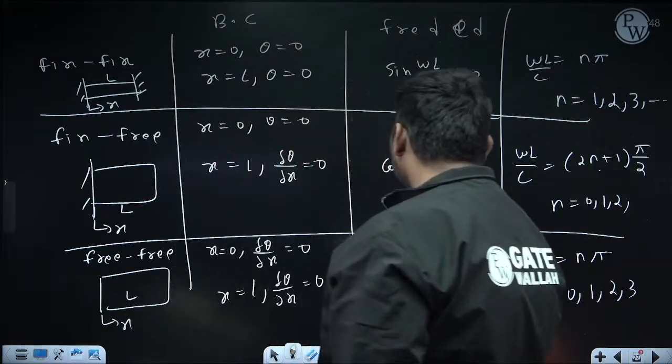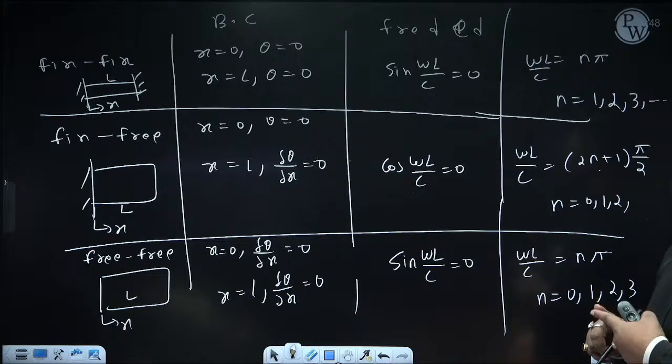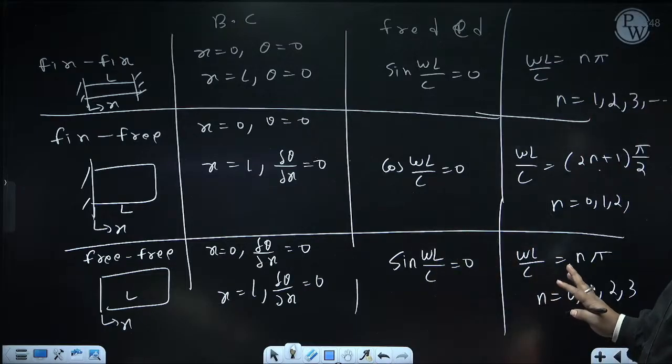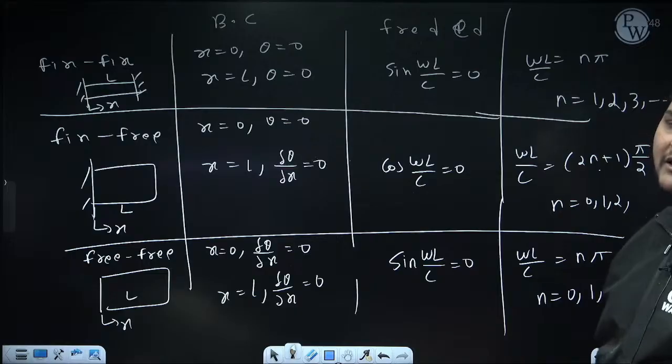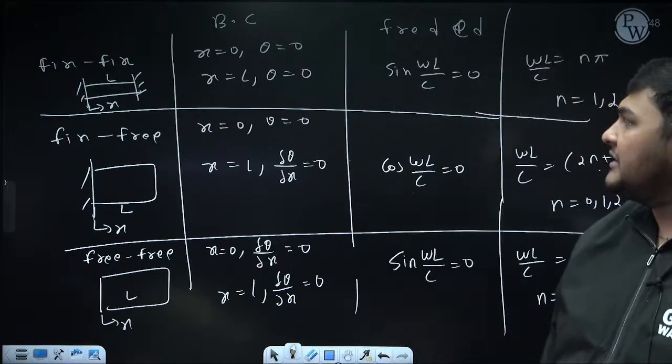It will come in terms of sine, meaning omega L by C equals n pi, but here n will start from 0, because if we put n equal to 0, omega will be 0, but that is a rigid mode, which is possible. So here omega 0 is also possible. But if the exam asks for fundamental frequency, meaning the first non-zero frequency, which I will get by putting n equal to 1, it will come pi C by L. That's it. So the same discussion is repeating.